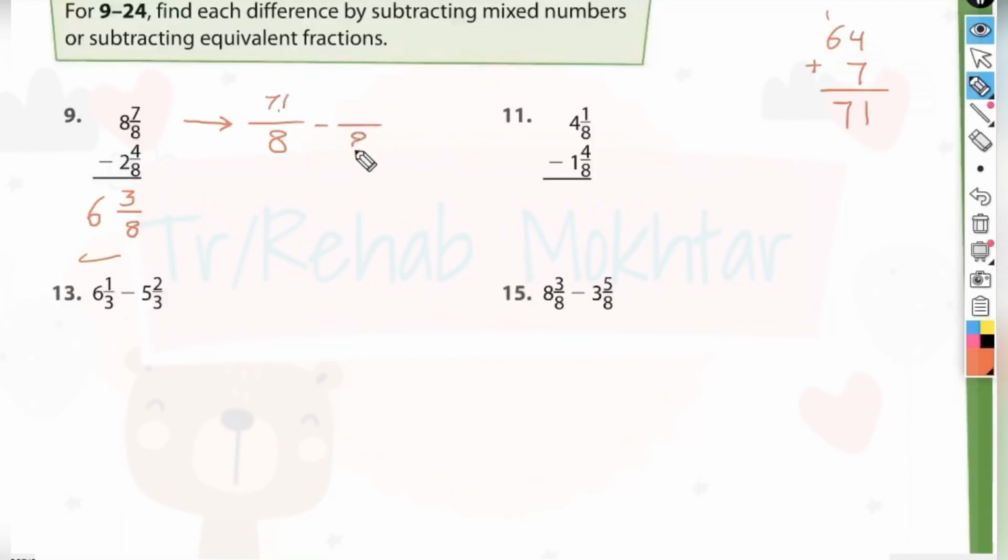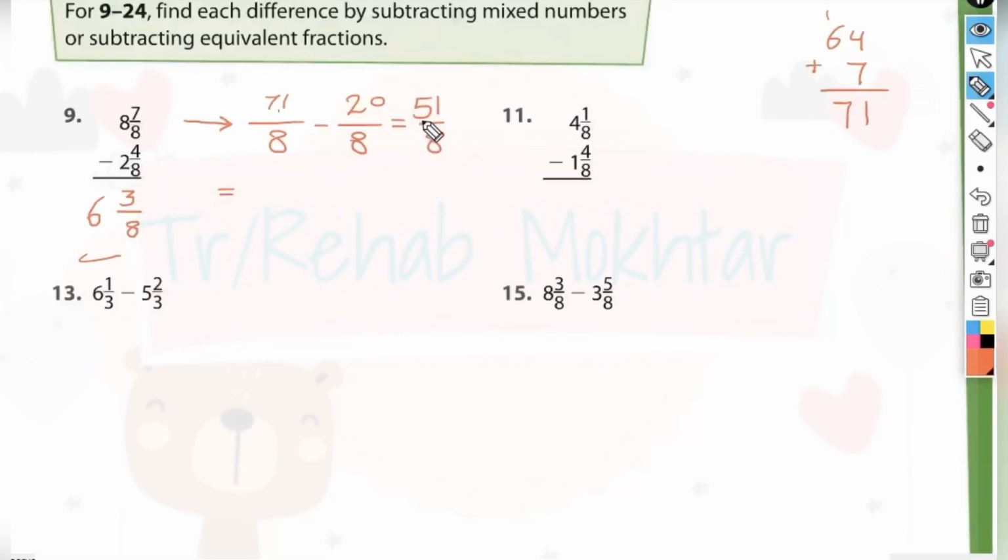Minus, keep 8 as it is. 2 times 8 equals 16. 16 and 4 more equals 20. Equals, keep 8 as it is and start to subtract the numerators. 71 minus 20 is 51. After we subtract, we have to convert the improper fraction into a mixed number.